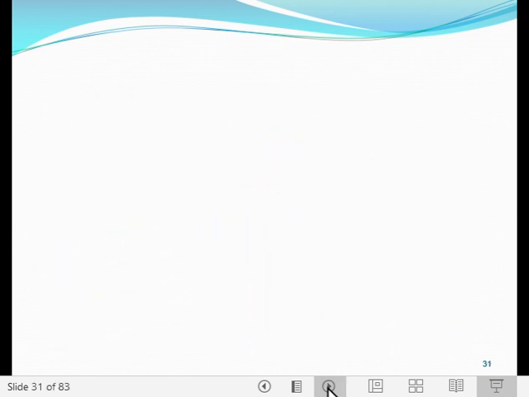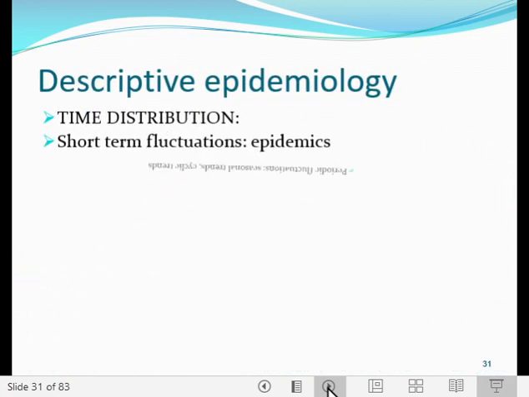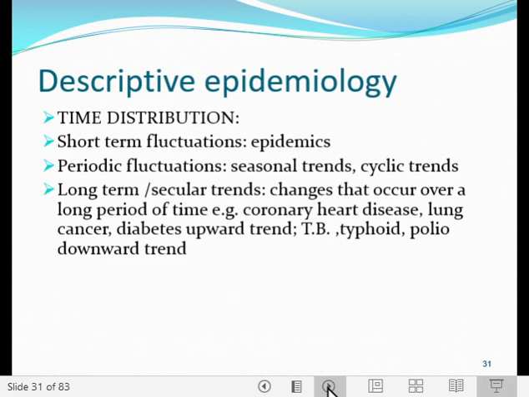So, the disease is frequently examined in these descriptive studies under the following headings. You can write them down and then give examples. Short term fluctuations are epidemics, periodic fluctuations are seasonal trends or cyclic trends, like malaria comes in every monsoon and then it gradually phases out after the winter. Then diarrhea and other water related diseases happen in the summer.